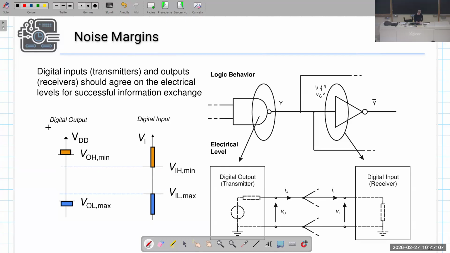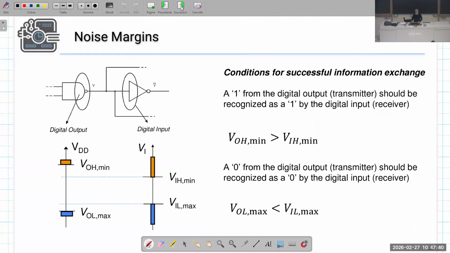If we consider the characteristics of the digital outputs on one side, that is the minimum voltage level at the high level and the maximum voltage level at the low level, and the characteristics of the digital input on the other side, that is the minimum voltage recognized as 1 and the maximum voltage recognized as 0, then in order to guarantee that information between these two gates can be properly exchanged, we need that when the transmitter transmits a 0, this is interpreted as a 0 by the receiver.